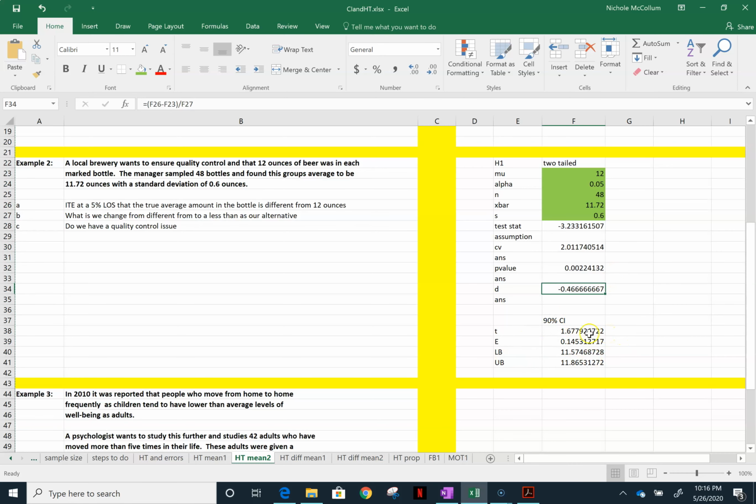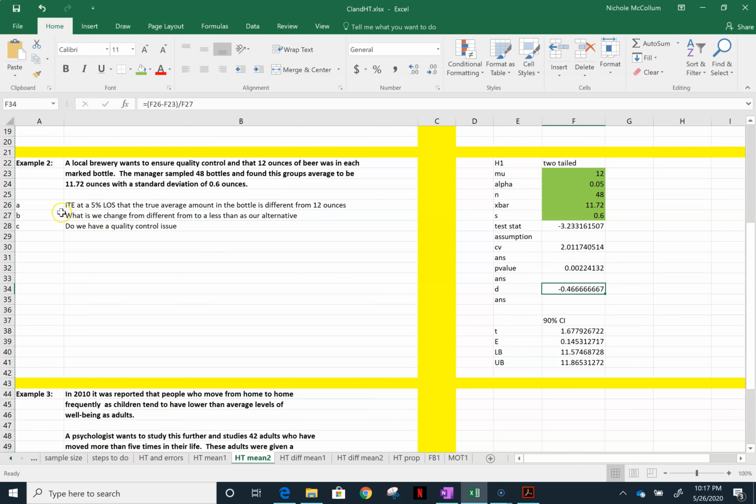If I reject, I always build a confidence interval. If I do not reject, I really don't have a reason to build it. If I don't reject, I still pretty much trust that 12 ounces is what's in the beer. Because I reject, that's what I'm curious about. Where do you see it on the worst side and on the best side? On the best side, how many ounces do you think there could be? 11.86? Got it. On the worst case scenario, where is it? 11.57. Okay. So part A is done.